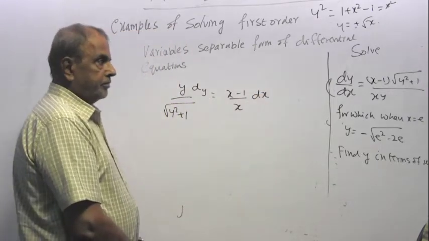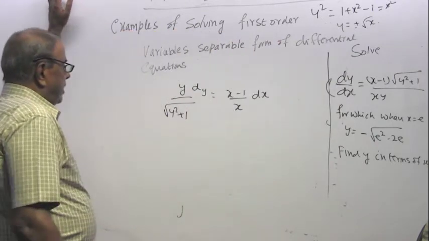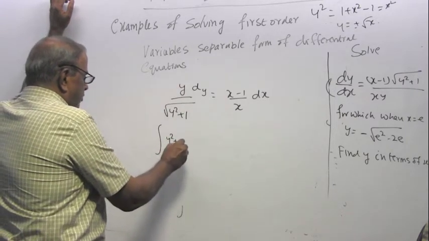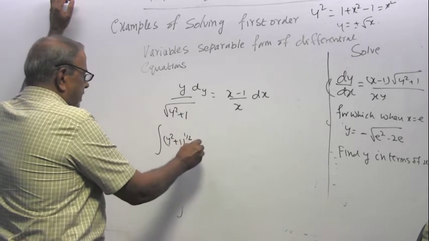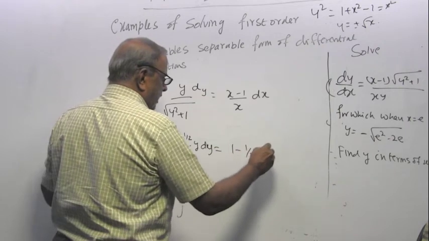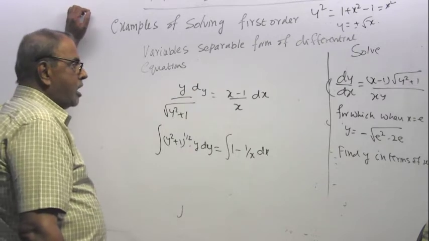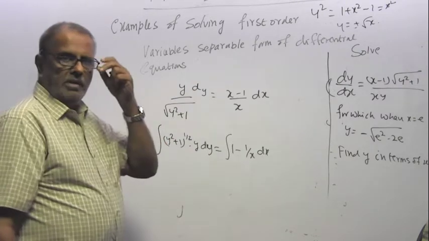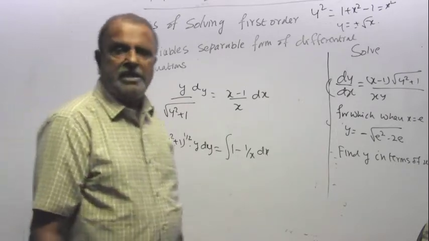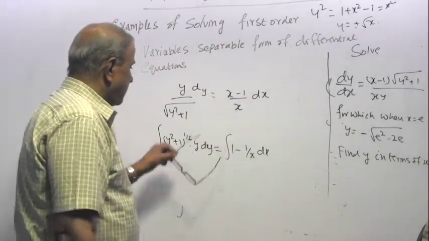Now, how do you integrate this? Can I write this as (y squared plus 1) power half times y dy is equal to (1 minus 1 over x) dx, integral. Now, I can't integrate directly. When I differentiate y squared plus 1, I get 2y. And I have a y.